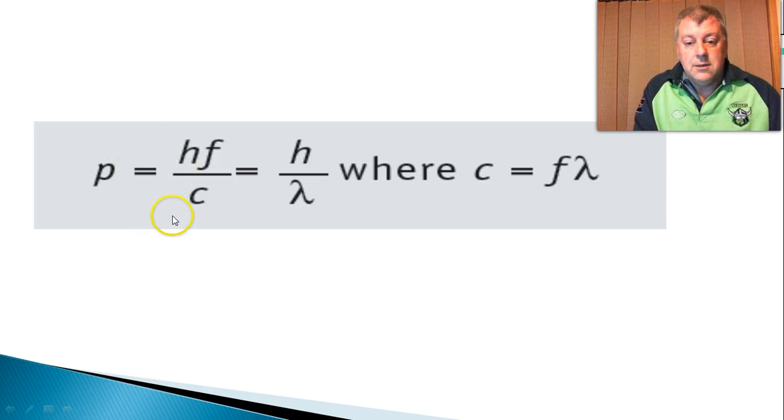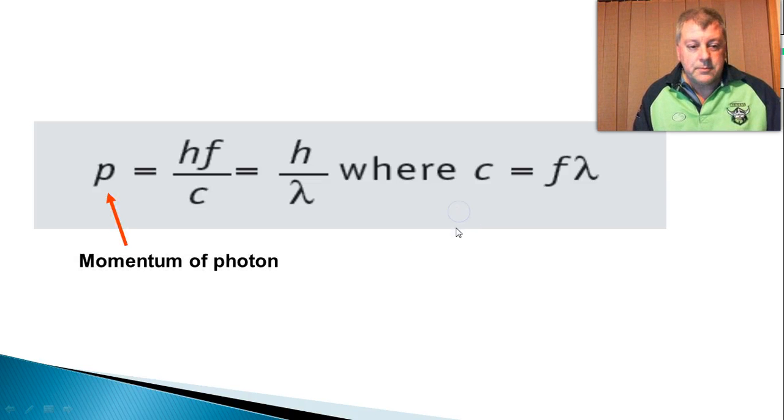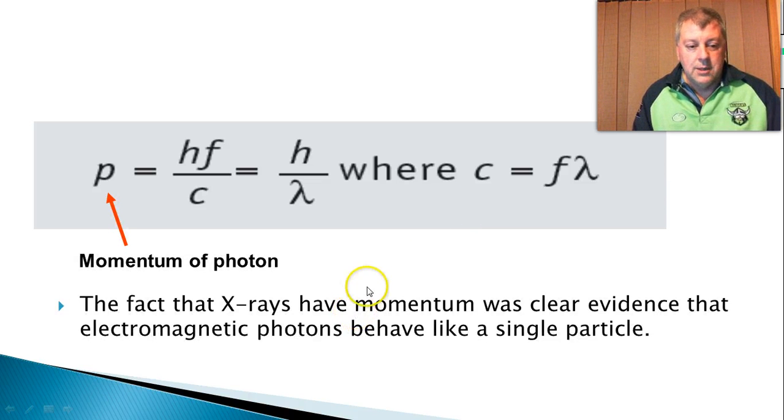And he worked out that the momentum of a photon, p, is hf divided by c, which is equal to h on lambda, recognizing that f divided by c comes from c equals f lambda, our universal wave equation, where c is the speed of light, of course. So the fact that X-rays have momentum was clear evidence that electromagnetic photons behave like a single particle. So each photon behaves as a particle.